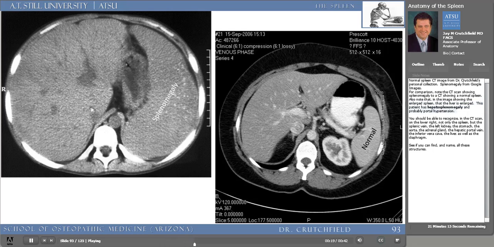You should be able to recognize in the CT scan on the lower right not only the spleen but the splenic vein, the left kidney, the stomach, the aorta, the adrenal gland, the hepatic portal vein, the inferior vena cava, and the liver, as well as the diaphragm. See if you can find and name all of these structures.